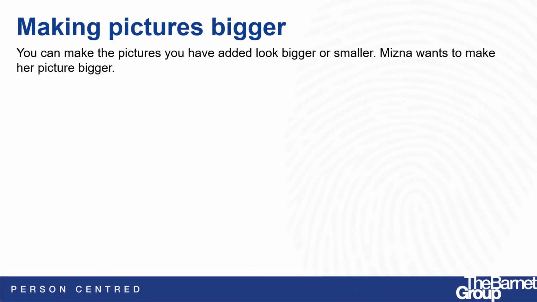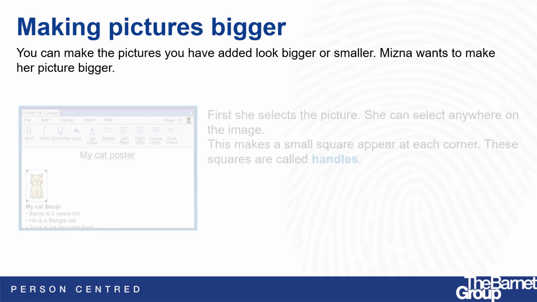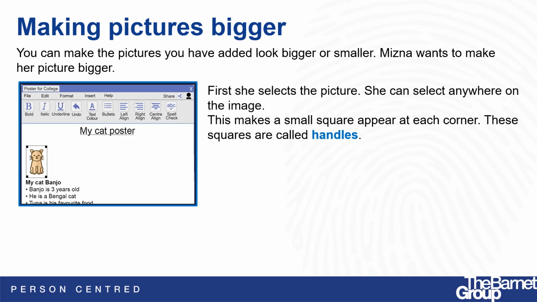Making pictures bigger. You can make the pictures you have added look bigger or smaller. Mizna wants to make her picture bigger. First, she selects the picture. She can select anywhere on the image. This makes a small square appear at each corner. These squares are called handles.